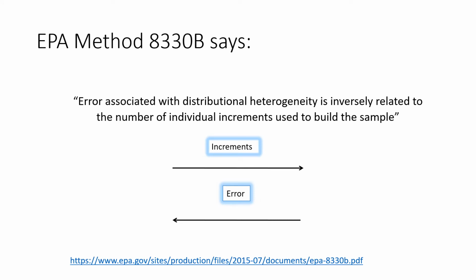So EPA method 8330B says that the error associated with distributional heterogeneity, the way that the contaminant is distributed throughout your sampling area, is inversely related to the number of individual increments used to build the sample. So again, as your number of increments goes up, the sample error that's associated with your distributional heterogeneity is going to go down. So when in doubt, a simple rule of thumb is to collect more increments.